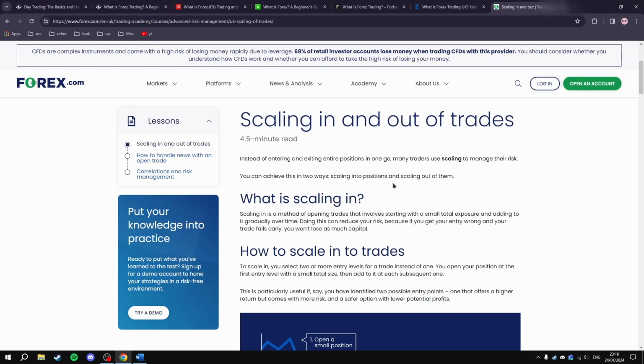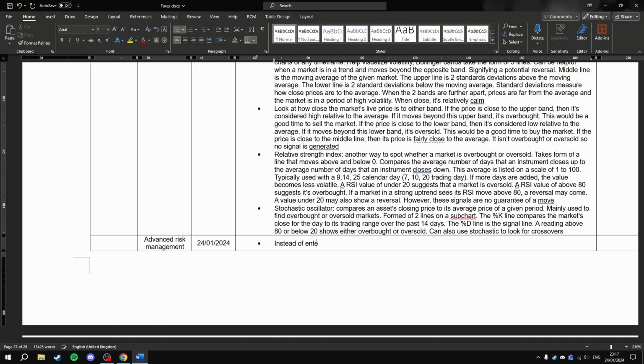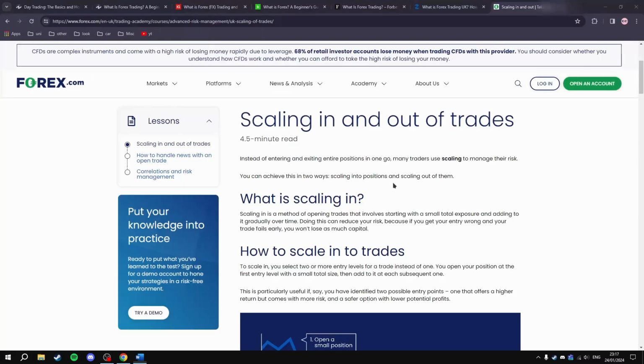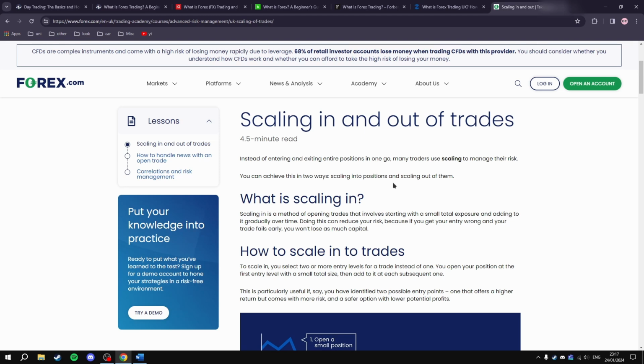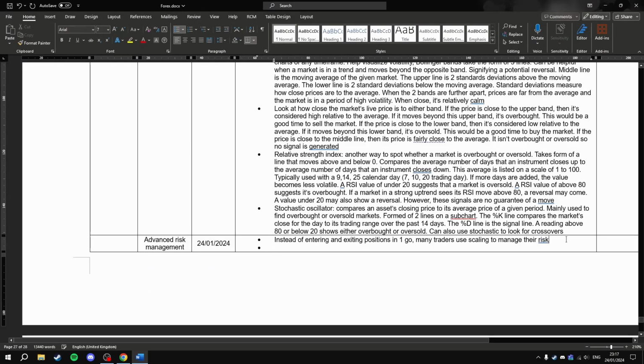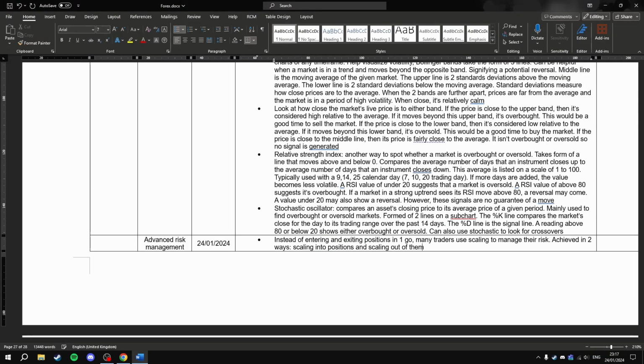Instead of entering and exiting entire positions in one go, many traders use scaling to manage their risk. You can achieve this in two ways: scaling into positions and scaling out of them.